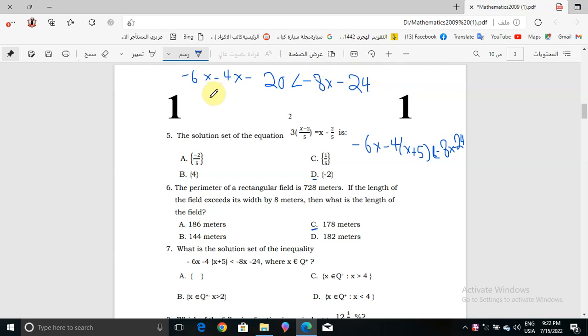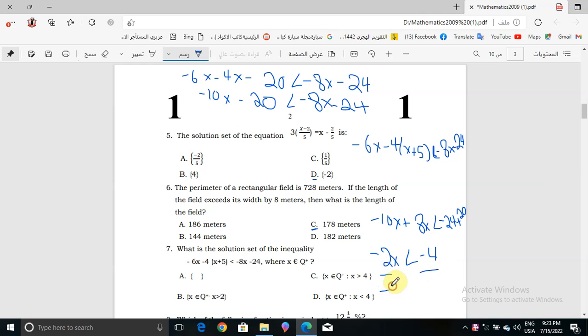Now we will collect the like terms together. That means negative 6x and negative 4x will be negative 10x. And here we have negative 20, negative 8x, negative 24. Then we'll shift: negative 10x, positive 8x, less than negative 24 plus 20. So negative 10 and positive 8 will be negative 2x is less than negative 4, because negative 24 plus 20 will give us negative 4.